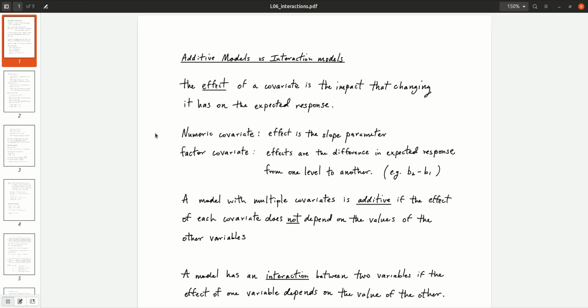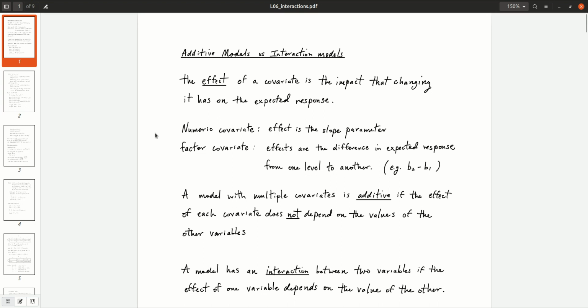Okay, now we're equipped to talk about the concept of additivity. A model with multiple covariates is called additive if the effect of each covariate does not depend on the values of the other covariates. If you want a one-sentence summary of what additivity means and how we're using the term in this course, it is that each of the covariates has effects, and those effects don't depend on the values of the other covariates. We'll go into an example in a minute.